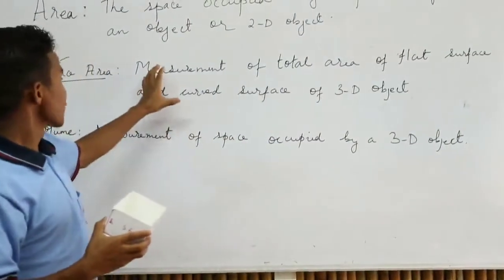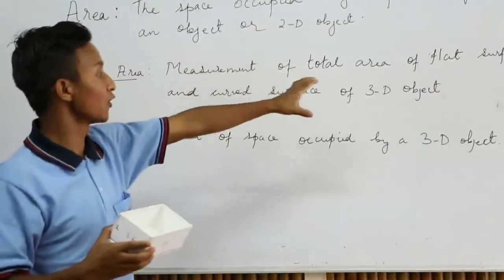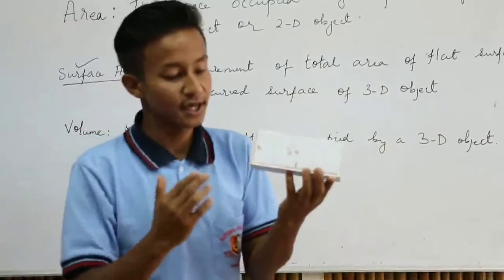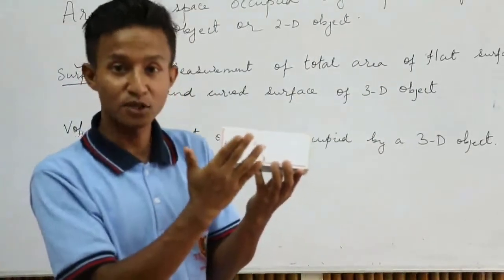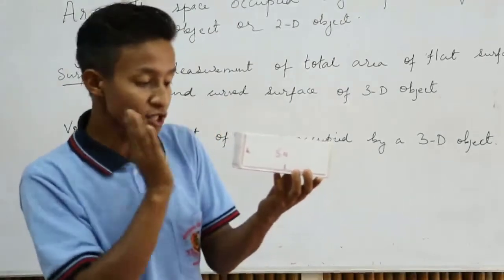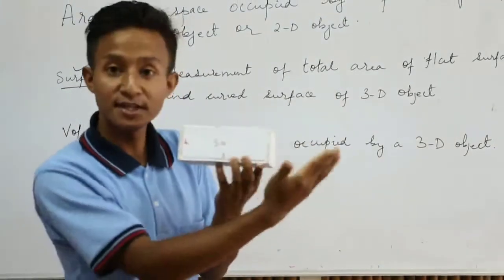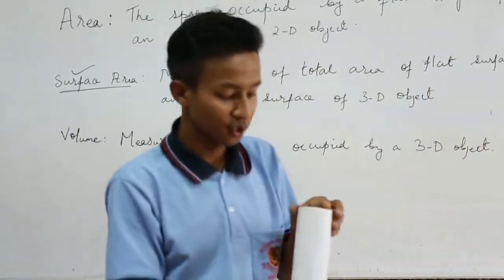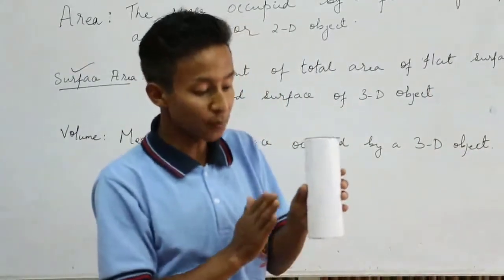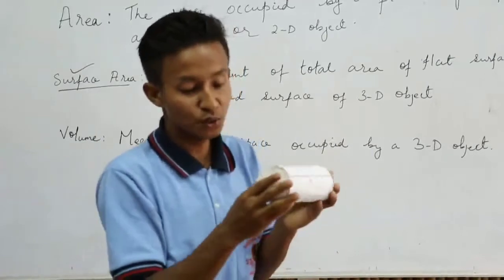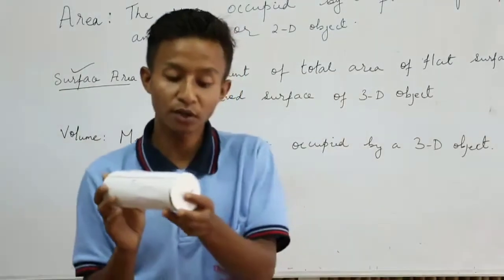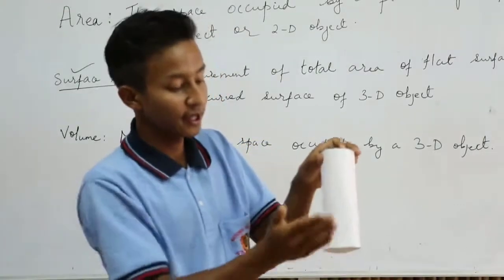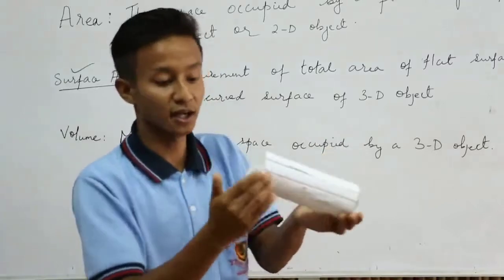So surface area is the measurement of the total area of flat surfaces and curved surfaces of a 3-dimensional object. As you can see from the upper face, there are 6 faces. So surface area means we sum up the areas of all these 6 faces in the case of a cuboid. For another example like a cylinder, we are talking about this curve and these 2 covers, which are in the form of circles at both ends. It means we total the area of the curve and the area of these 2 circular covers.